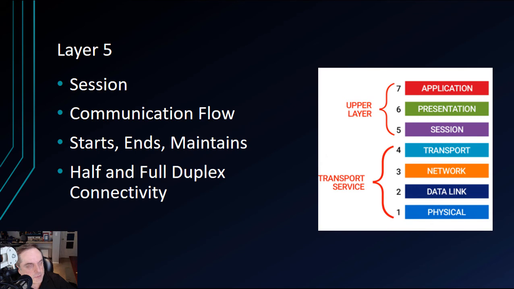It also has to do with what's called half and full duplex connectivity. Half duplex is basically one-way connectivity. Full duplex is both directions of connectivity. Half duplex can be extremely slow, and that's what we used to use a long time ago. By default, everything is set to full duplex nowadays, but if you connect to an older device, it may be at half duplex, and the session layer maintains that type of connectivity.